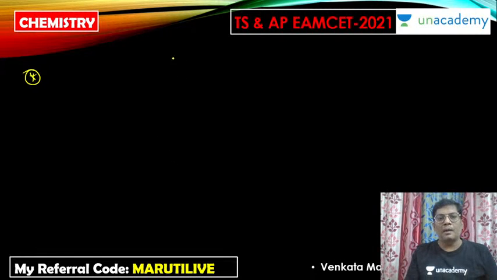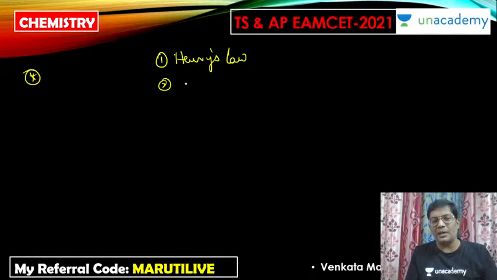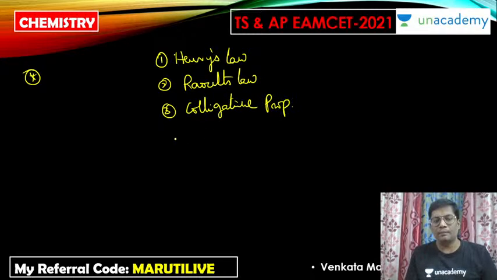Good. There is Henry's law and Raoult's law, as well as colligative properties, as well as solubility. Solubility means P naught minus P by P naught, like that. It means relative lowering of vapor pressure, like that. And these concentration terms.